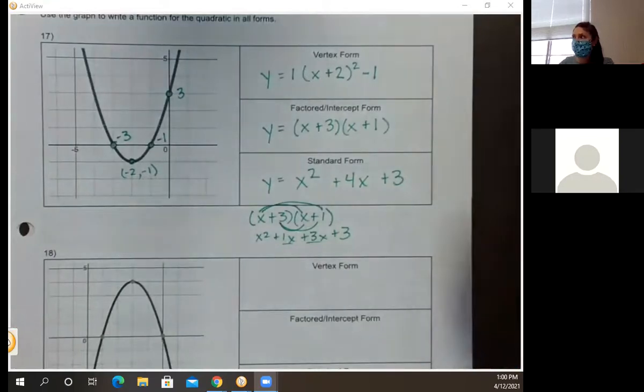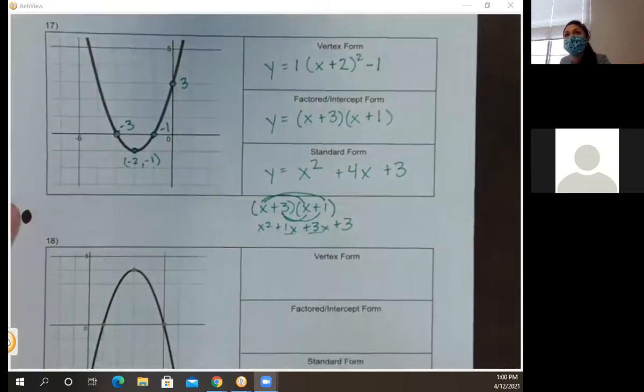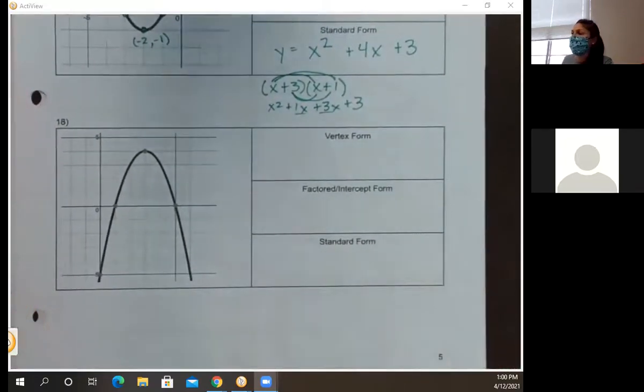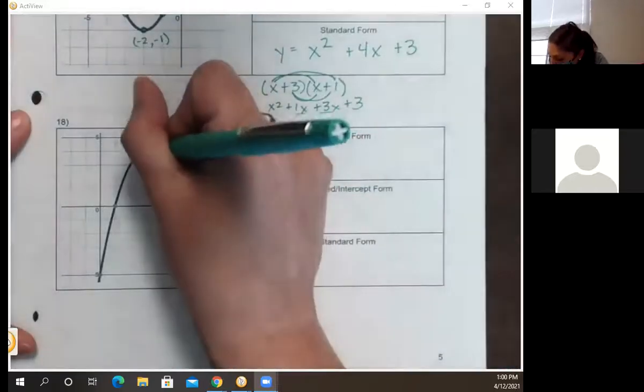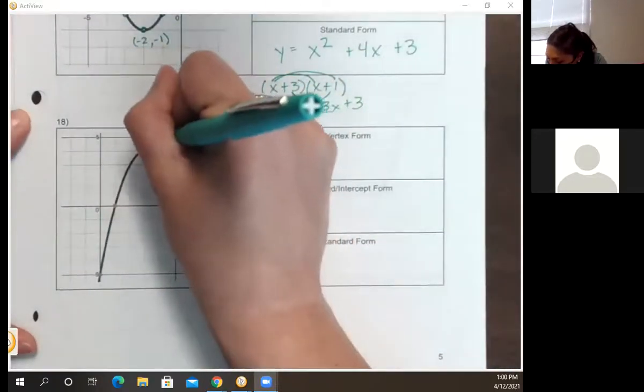Okay, so we're just going to do this a couple more times. We're going to do a couple more practice problems. Same idea. For number 18, again, we're going to start with vertex form. So I want to identify my vertex here. 1, 2, 3, comma 4.